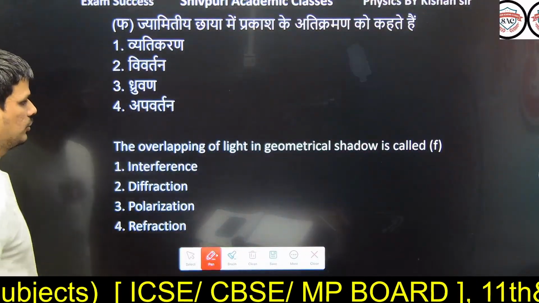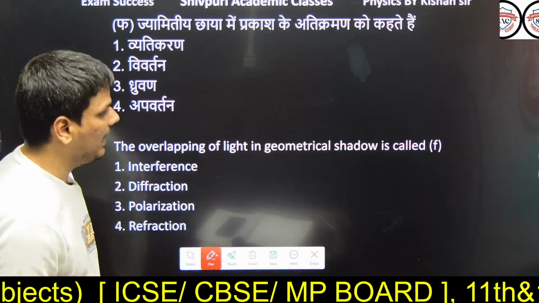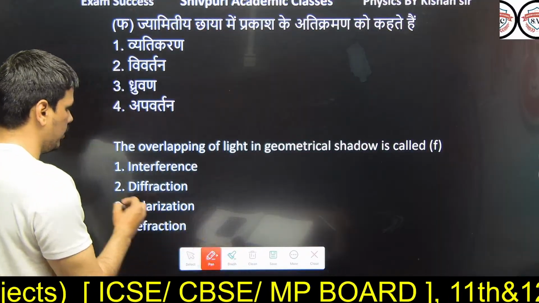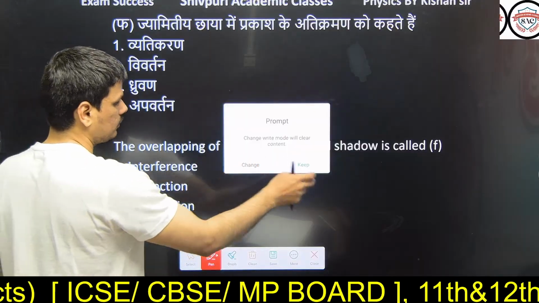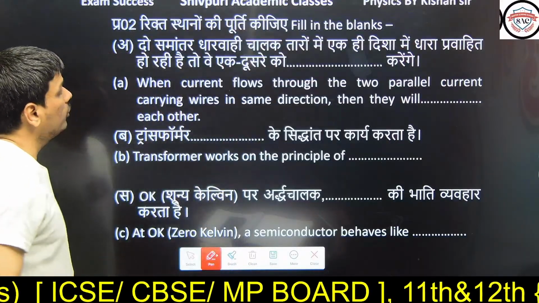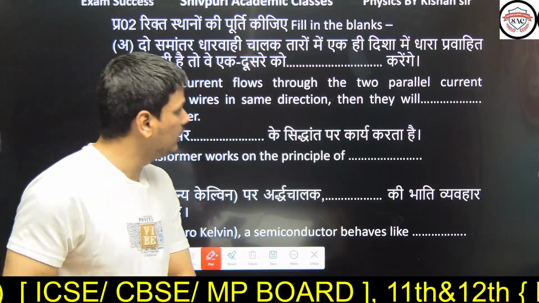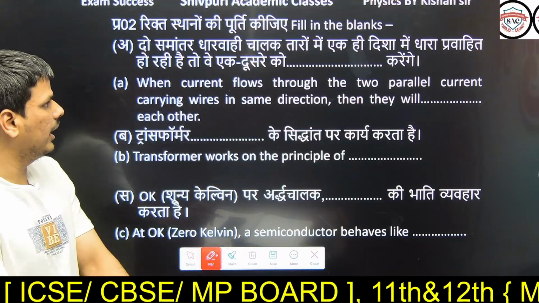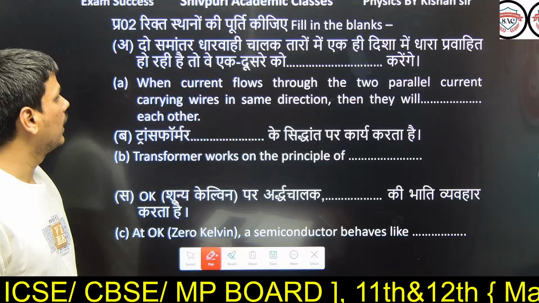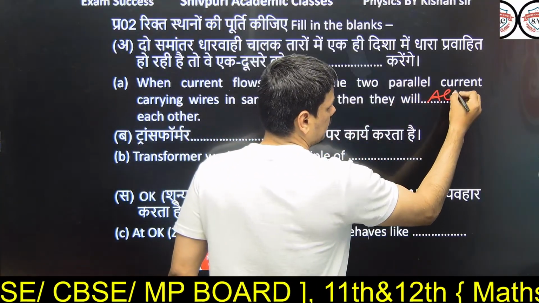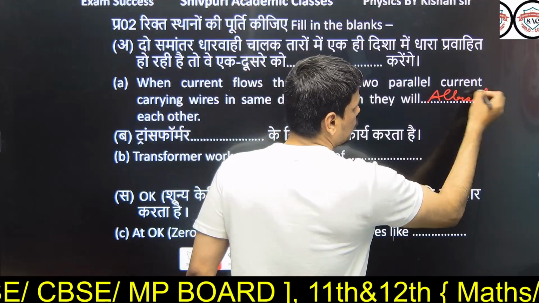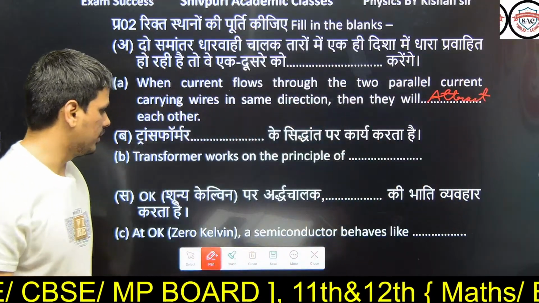Now our last question is the overlapping of light in geometrical shadow is called, this is also a repeated question, so we could write diffraction. Proceed to the next kind of questions, fill in the blanks. So for the fill in the blanks, when current flows through two parallel current carrying wires in the same direction, then they will attract each other.